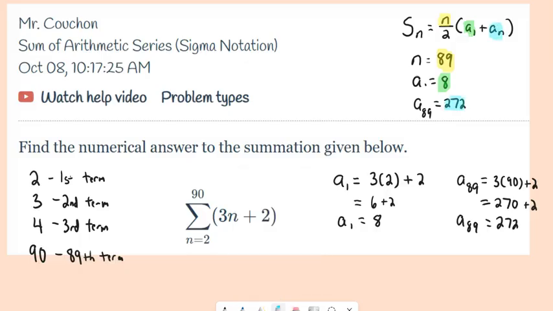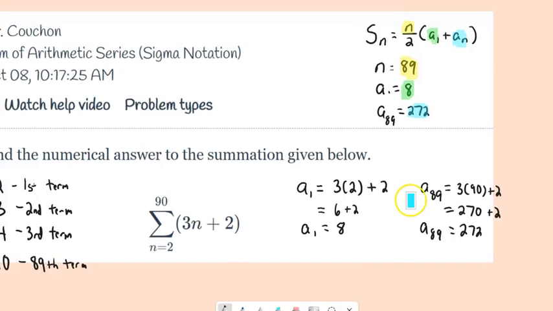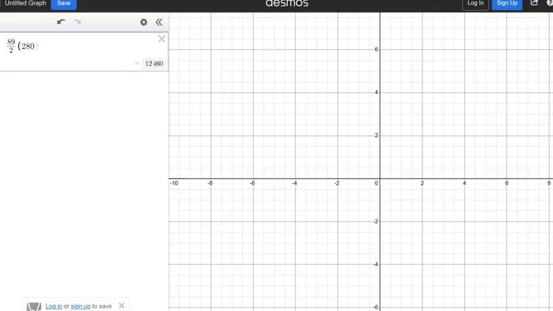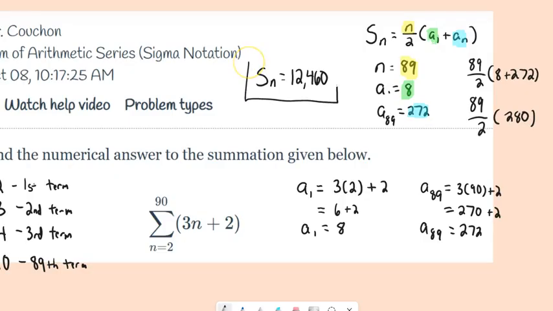So now we just have to plug all this in. So we've got 89 divided by 2 times 8 plus 272. We can simplify that to 89 divided by 2 times 280. Let's go to Desmos and plug that in. Okay, plugged it in like a champ, and we got an answer of 12,460. Okay, so our solution to this problem is 12,460.